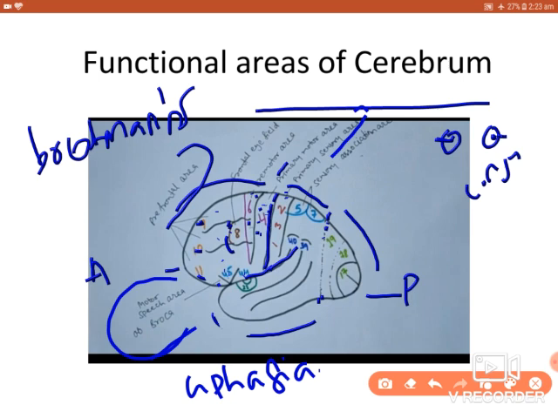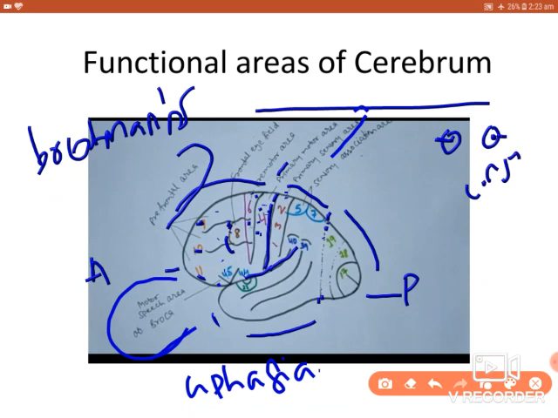So this primary sensory area is responsible for the perception of exteroceptive sensations like pain, touch and temperature, and proprioceptive sensations like vibrations, muscle and joint sensations from the opposite side of the body. Okay, that is the function of this primary sensory area.